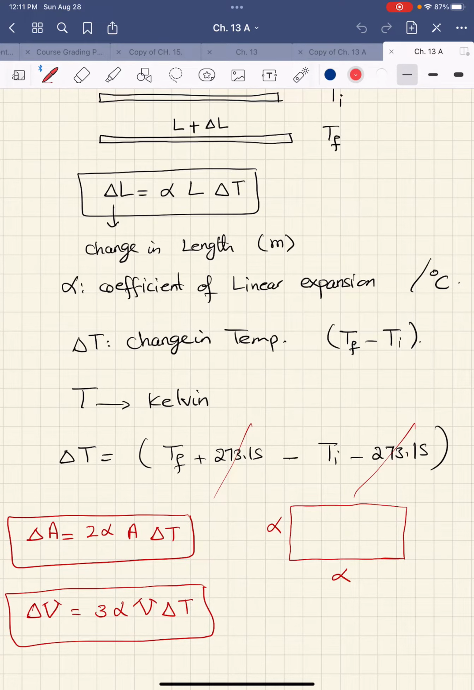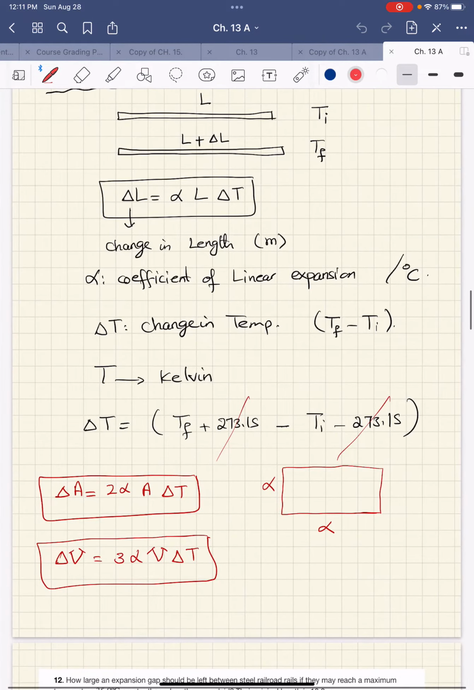Now, whenever it is delta T, which is a temperature difference, you don't have to convert into Kelvin. The reason is that when you convert T final plus 273.15 minus Ti, you're also going to subtract negative 273.15, and these are going to cancel. Then again, it's going to go to T final minus T initial.